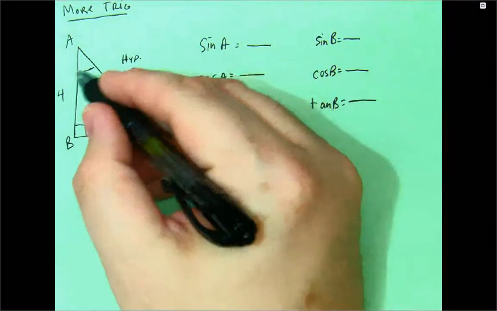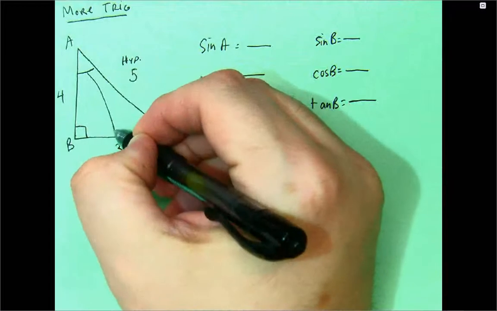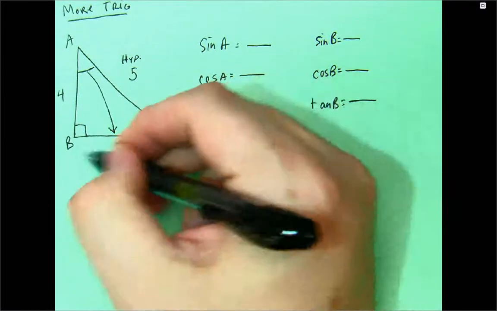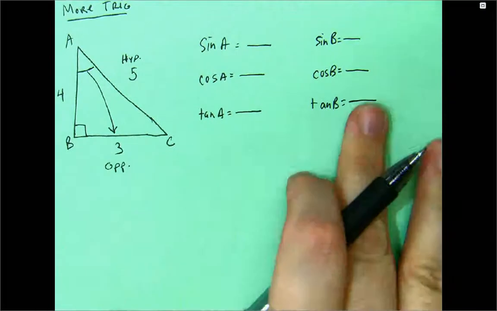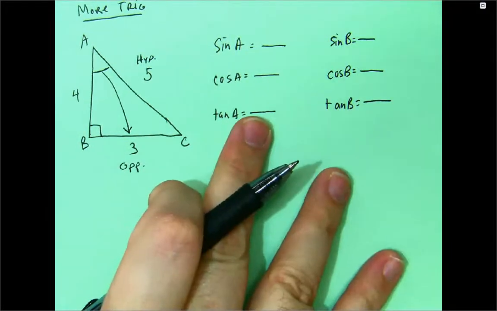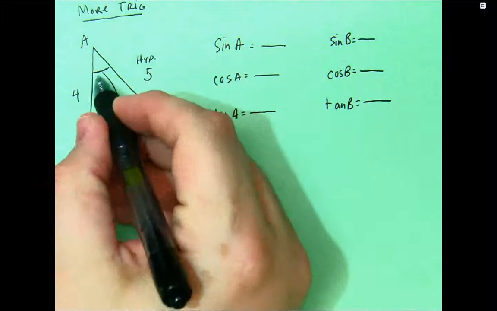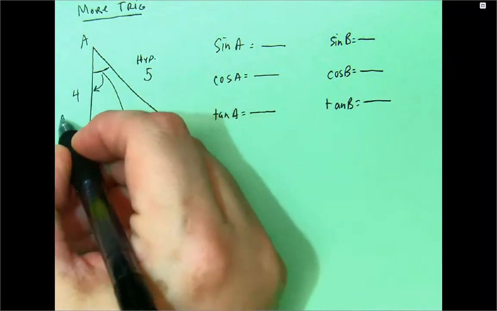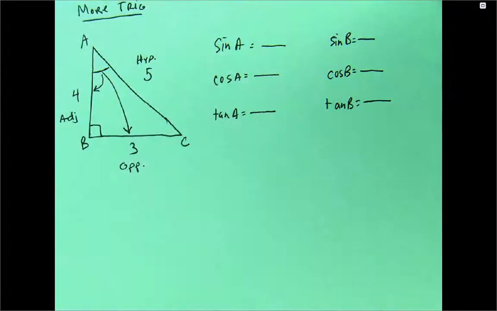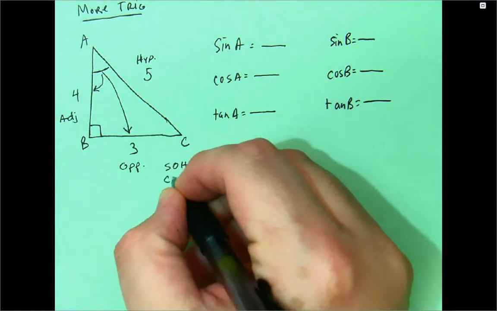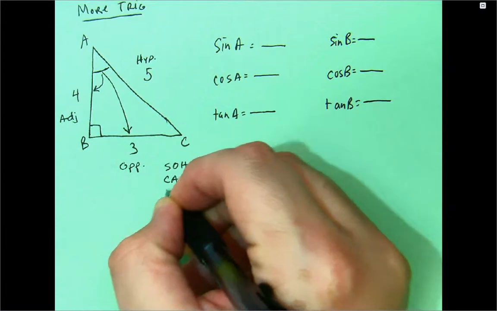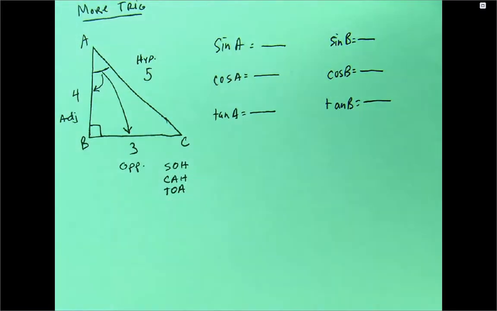Now, when we're talking about angle A, what would BC be? It's the opposite side. And so this guy over here has to be what? Yeah, the adjacent side. So now you can figure out sine, cosine, and tangent using SOHCAHTOA. So go ahead and figure out what those ratios are.